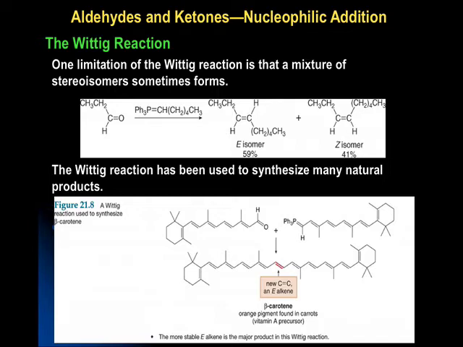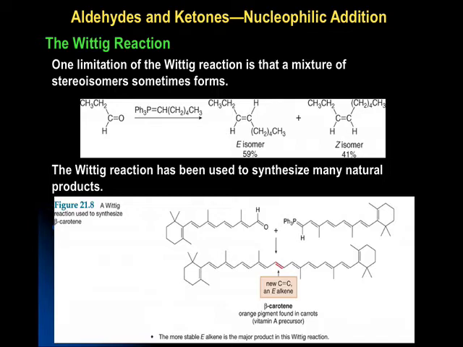And it's kind of like cookbook magic, where people have tried adding different things to the reaction to see if they can force it to go one way or the other. But basically what I want you to take away is that you're going to get a mixture of stereoisomers for the most part.